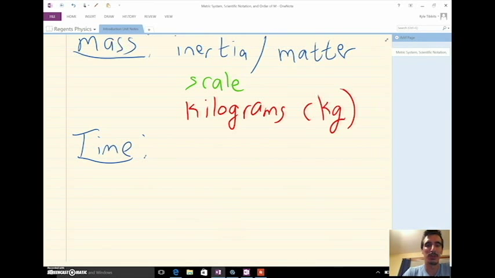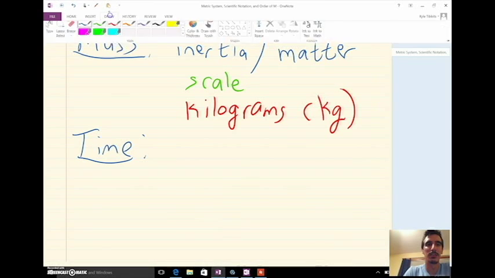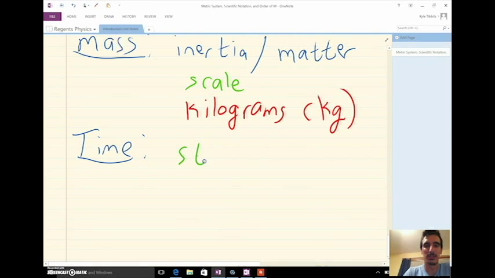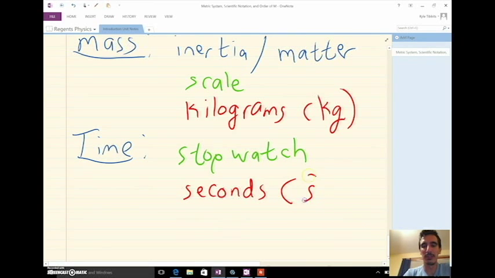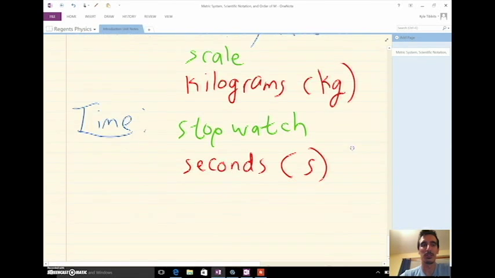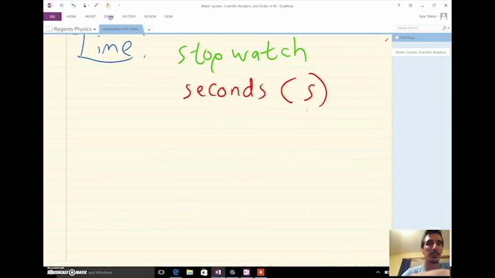So time, well, we use a stopwatch to measure it, or a photo gate, or even your iPod. And its units are seconds. Oftentimes you'll find units in minutes, and just be sure to convert it back to seconds.